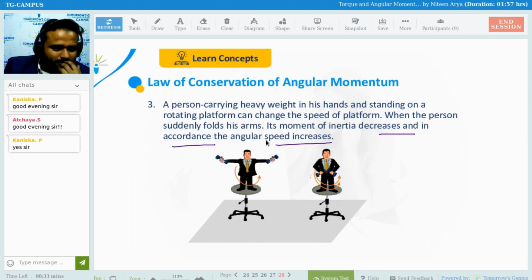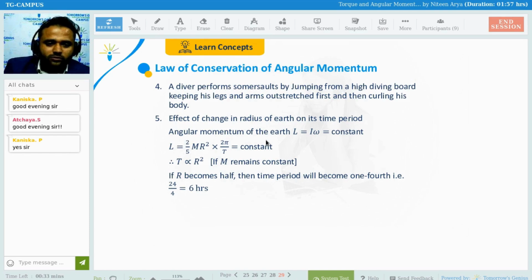Okay, so these are basically day-to-day life examples. At least this one, not the sun and everything. Even the sun and everything, but we cannot see. So just the last slide, and then we are going to change the question. A diver performs a somersault by jumping from a high diving board, keeping his legs and arms outstretched first, and then curling his body, making use of the law of conservation of angular momentum. So just basically the angular momentum is conserved, so the torque is going to be zero.